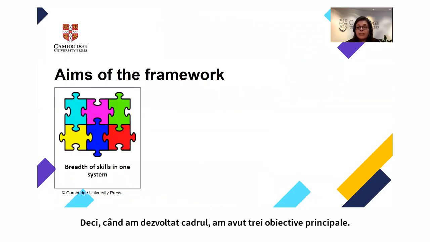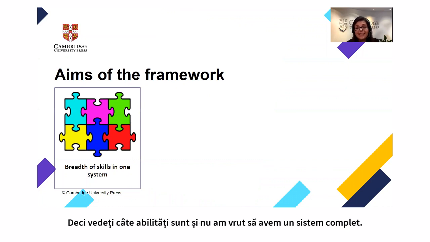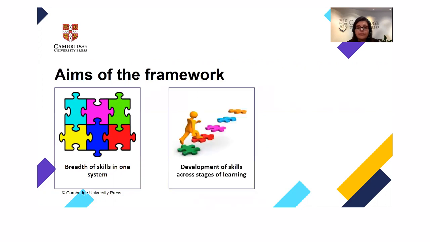So when we were developing the framework, we had 3 main aims. The first is we wanted to include a breadth of skills in one system. So you can see how many skills there are. And we didn't want to just focus on one, we wanted to have a complete system. So we have a wide breadth of skills in that one framework.